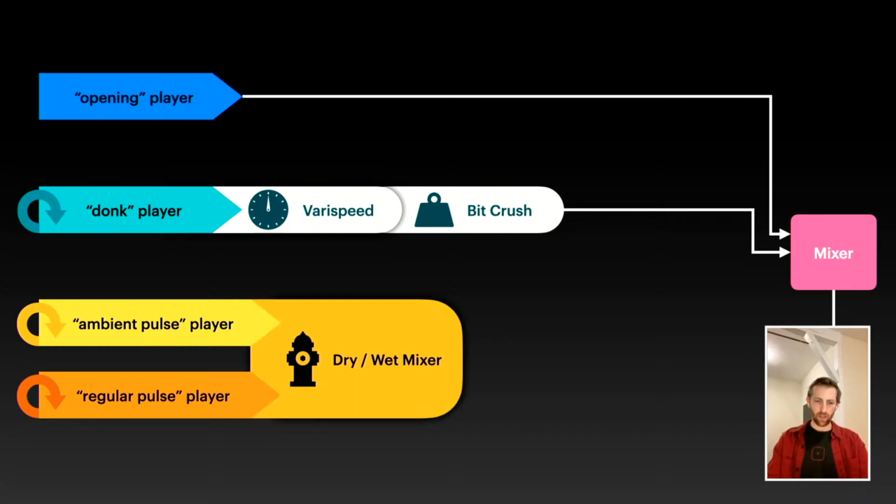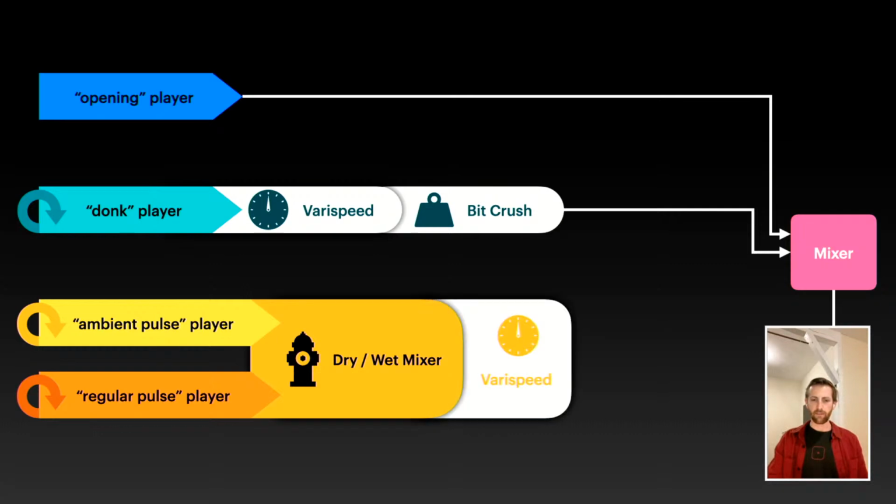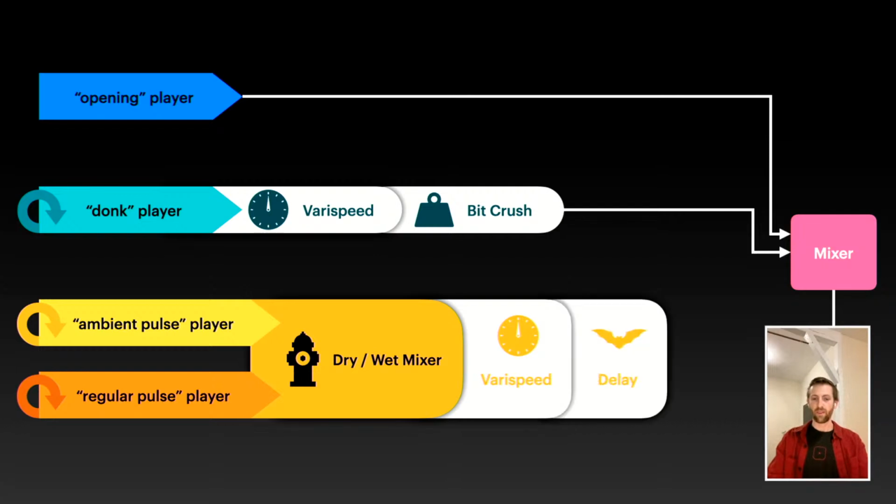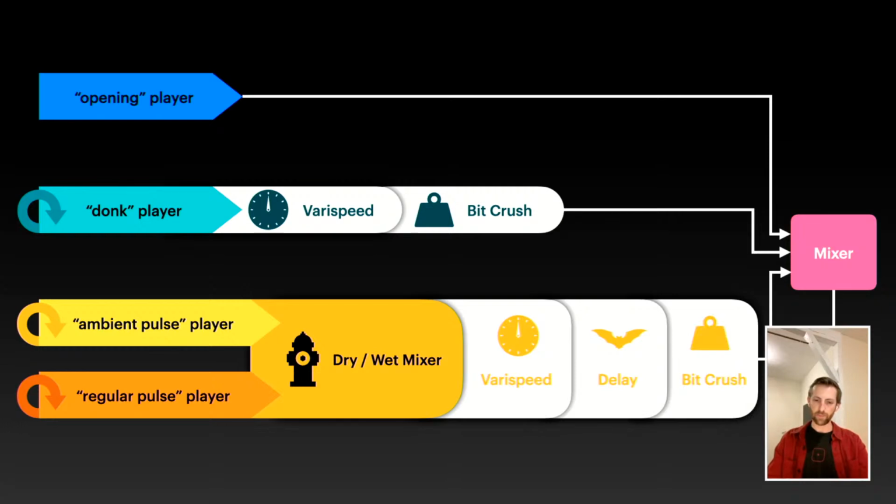And then the next thing we have to deal with are these 2 players. So there's this dry-wet mixer that they both get fed into. Dry-wet confused me for a really long time. A better way to think about it is just like hot-cold. So you can mix these 2 together however you want. And that gets fed into a varispeed, so we can adjust the speed along with the donk player. It gets passed through a delay and eventually also gets bit crushed and fed into the mixer.